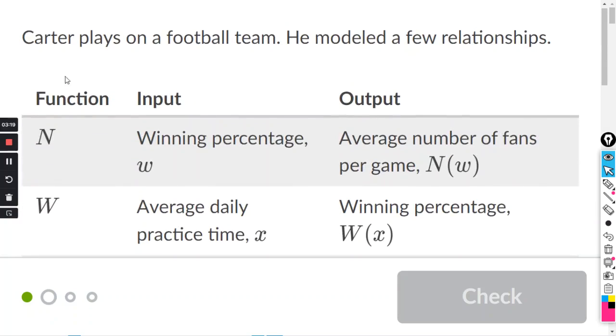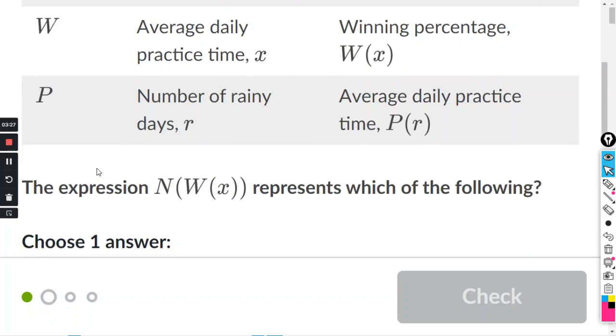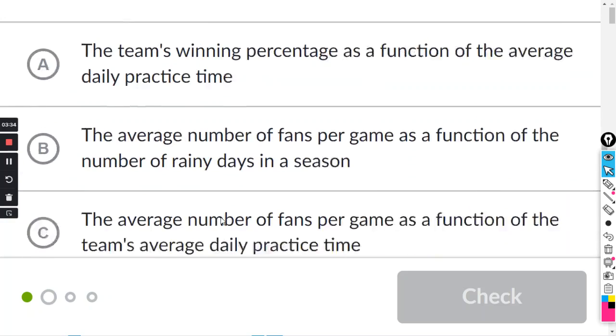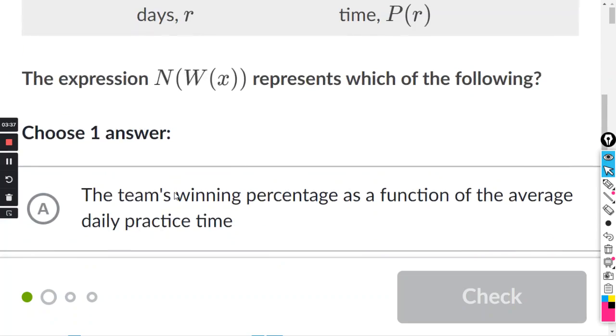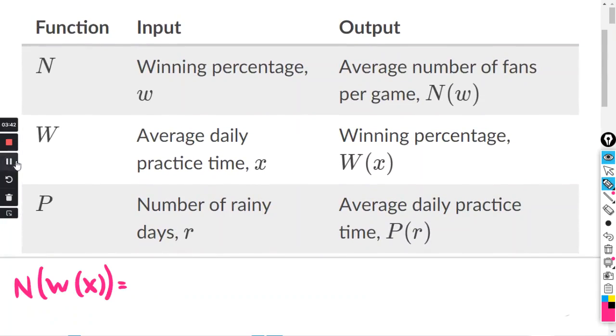All right, it says Carter plays on a football team. He modeled a few relationships. And it says the expression N of W of X represents which of the following? Okay, I'm going to try and get the answer before I look at my choices. And just so we're clear, the input is typically the X value, and the output is typically the Y value. Okay, I'm not sure that matters too much for this one. Let's take a look.